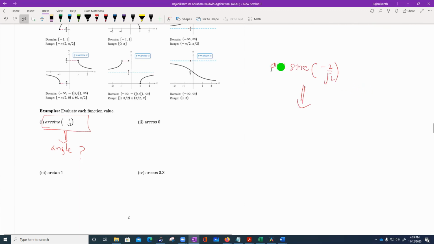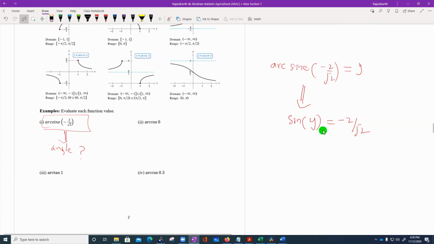What does this mean? This means they are asking, suppose this answer is, say, x, I don't know the answer. Normally we use y, because the function value is y. If the answer is y, what does that mean? That means the question is like this: if you put y, what value for the angle will give you negative 2 over 2? You understand the question? So basically, you are finding an angle whose sine value is negative 2 over 2.